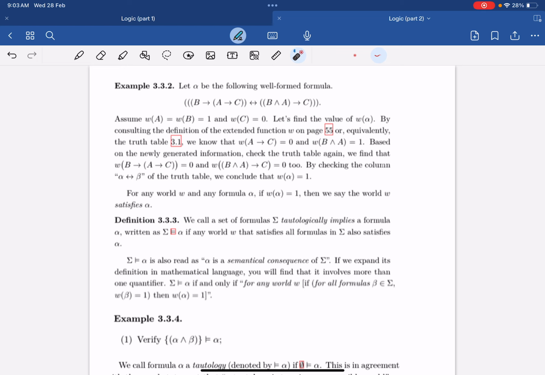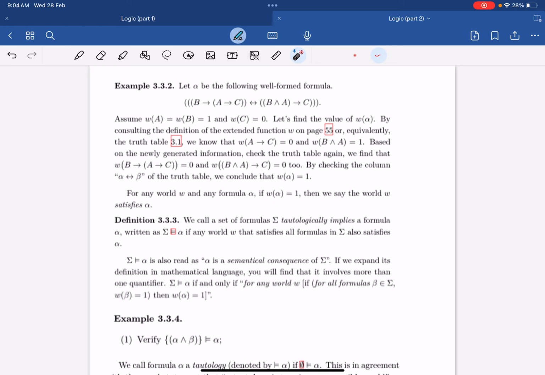And if you know that W(alpha) equals 1, then we say that the world satisfies alpha. So we call a set of formulas Sigma tautologically implying a formula alpha, meaning Sigma implies alpha, if any world that satisfies all the formulas in Sigma also satisfies alpha.